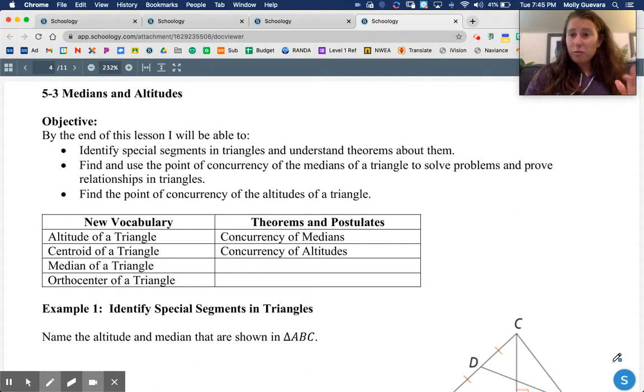So lots of new vocabulary in those objectives, so we're going to go over those first. We have 4 new vocabulary here: altitude of a triangle, centroid of a triangle, median of a triangle, and orthocenter of a triangle. And then our 2 postulates are concurrency of medians and concurrency of altitudes. So we're going to look at when all 3 of the medians join at a point, what happens, and when all 3 altitudes join at a point, what happens. So we're going to jump down now to our terms and vocabulary pages in the back of our packet so that we can go over this new vocabulary.